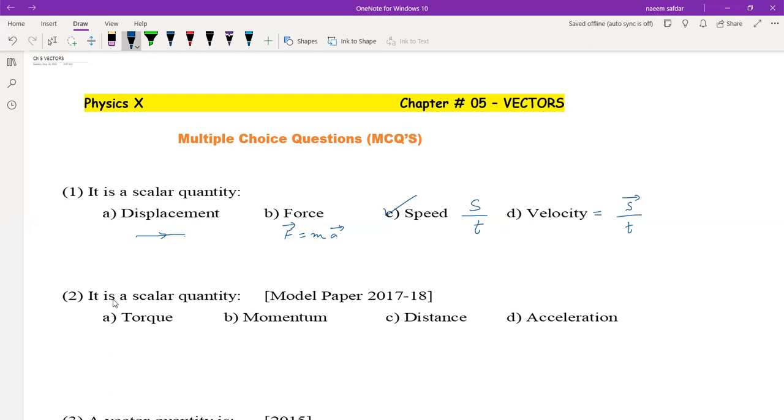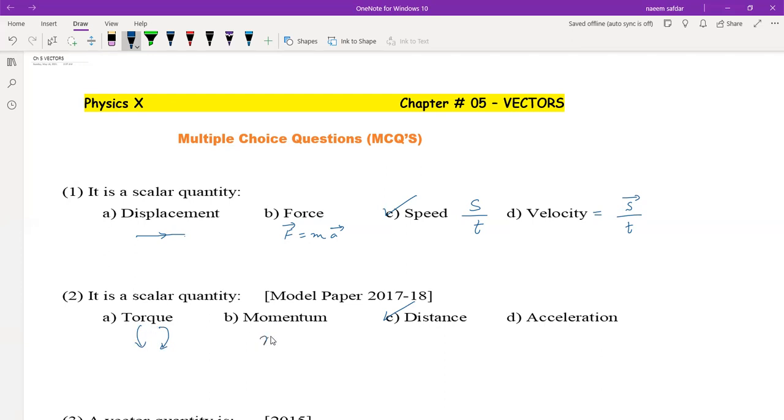MCQ number 2. It is a scalar quantity. Torque, momentum, distance, acceleration. So we have to choose scalar quantity now. So here correct option is distance. Distance has no direction. Torque, turning effect of a body. Either the body will move in clockwise direction or in anti-clockwise direction. So torque is a vector quantity.